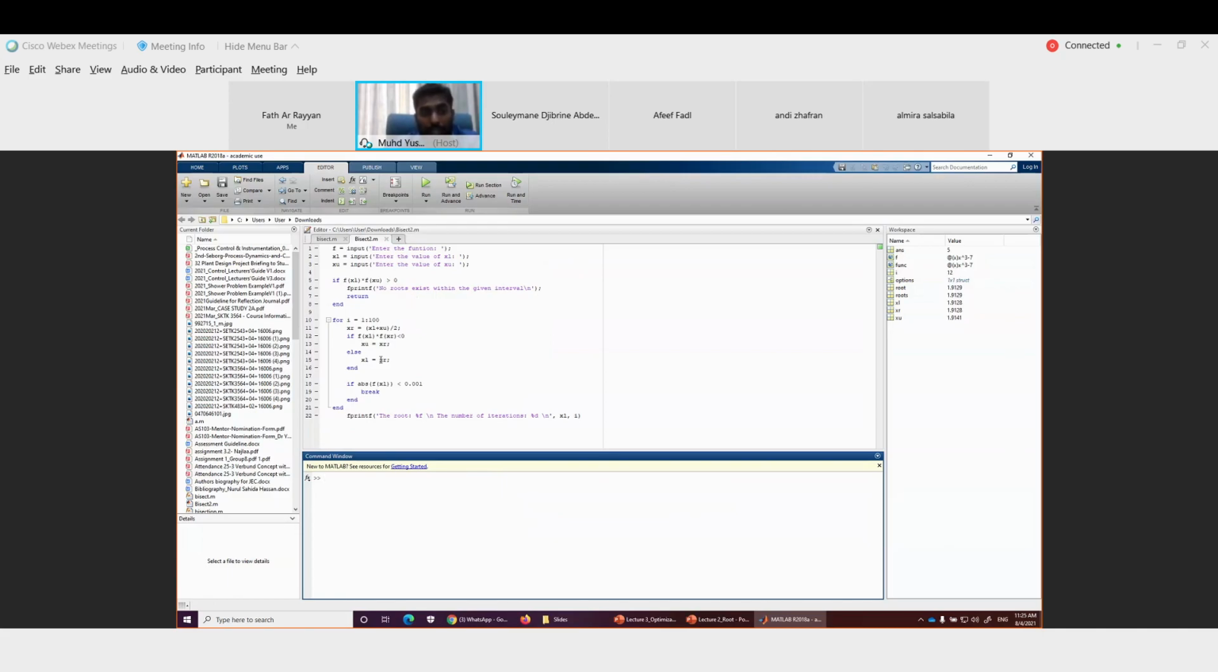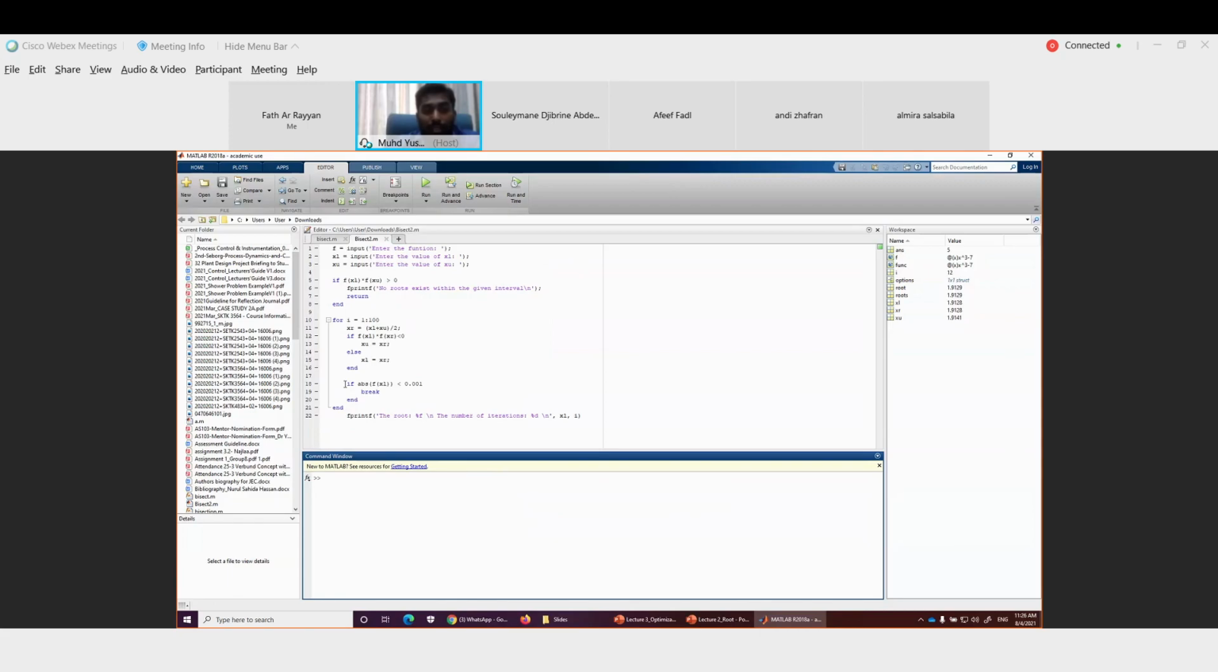If not, then start the calculation. For iteration, I set the maximum iteration to 100. And if you remember, the bisection method just cuts the interval into half. So xr is equal to xl plus xu divided by 2. Then if fxl multiplied by fxr is less than 0, then xr becomes the new xu. If not, xr becomes the new xl.